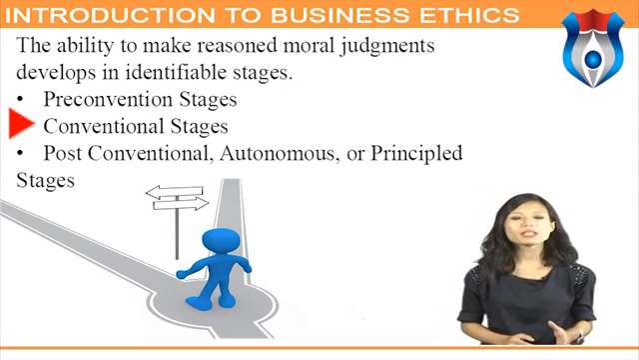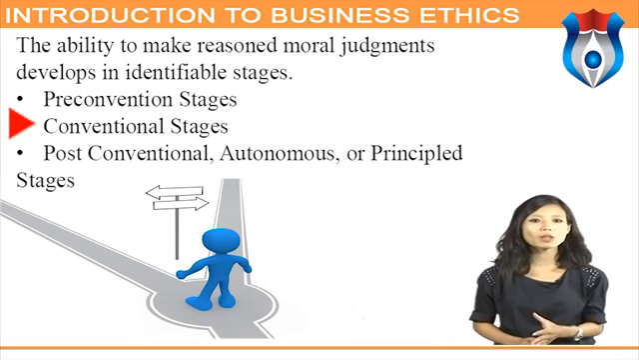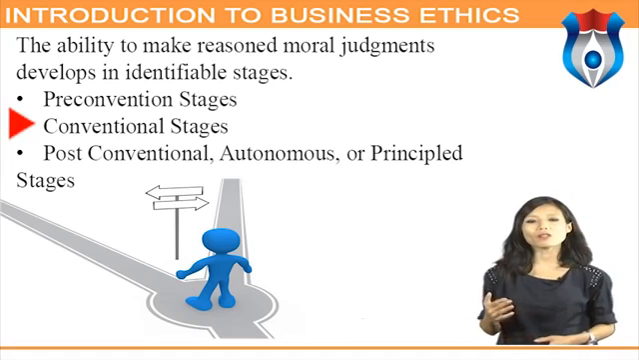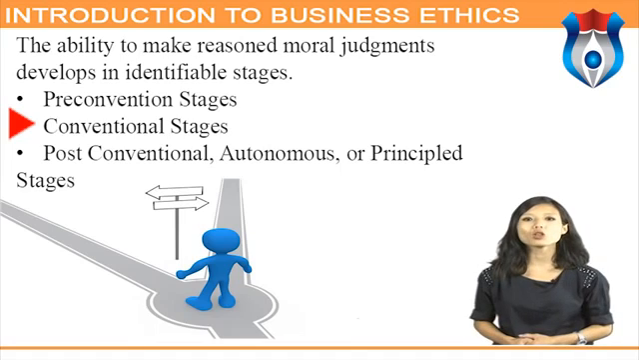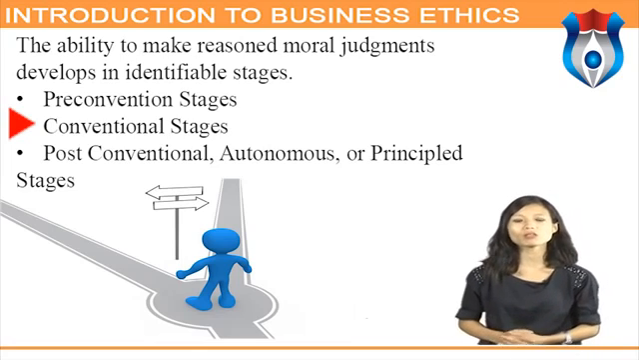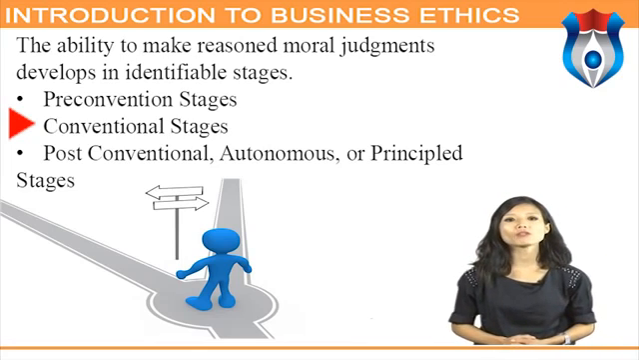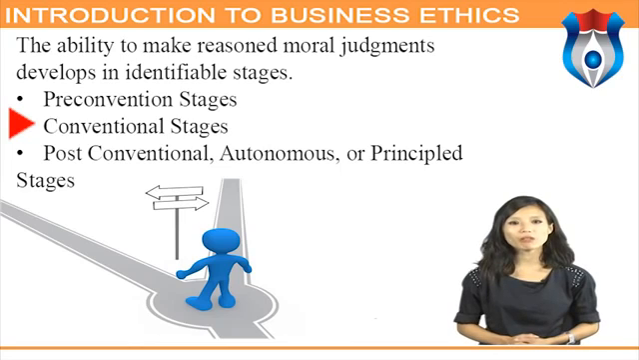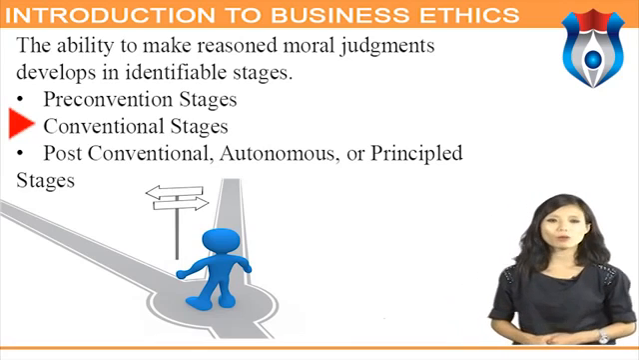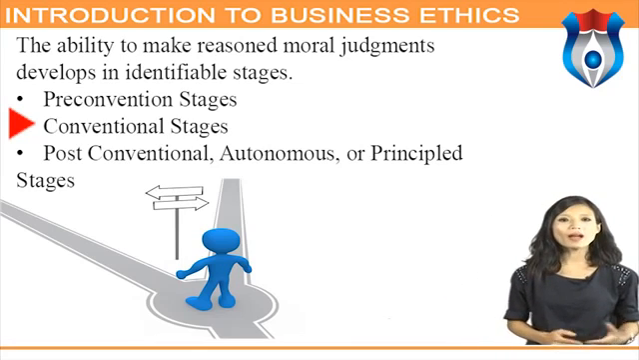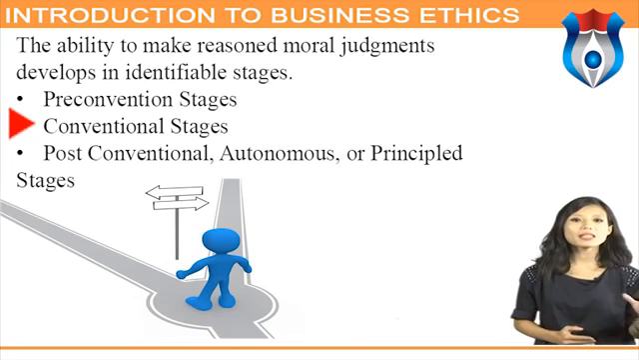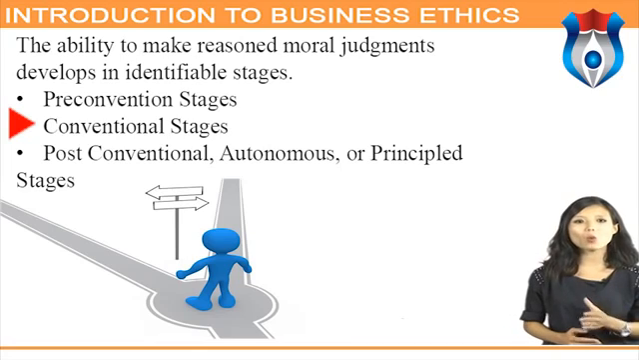Conventional stages. Maintaining the expectations of one's own family, peer group or nation is now seen as valuable in its own right, regardless of the consequences. Interpersonal concordance orientation. Good behavior at this early conventional stage is living up to the expectations of those for whom one feels loyalty, affection and trust, such as family and friends. Law and order orientation. Right and wrong at this more mature conventional stage now come to be determined by loyalty to one's own larger nation or surrounding society.